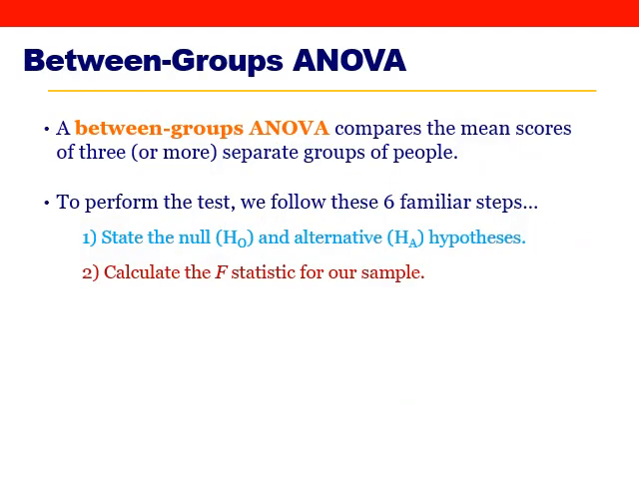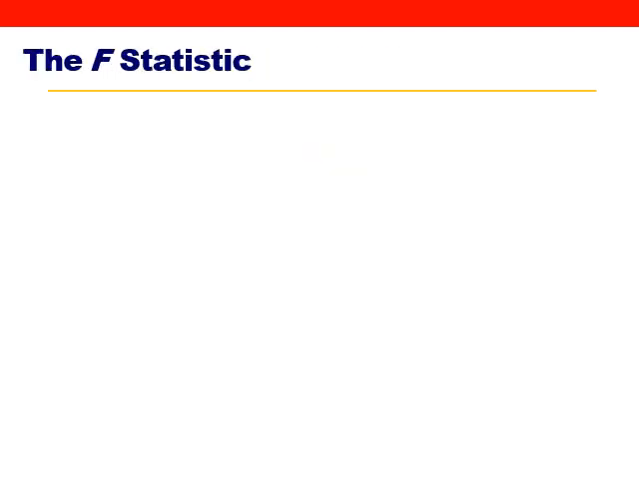Our second step will be to calculate what's called the F statistic. Now, we've previously learned 2 chi-square tests, both of which used the chi-square statistic, and we've learned 3 t-tests, all of which used the t-statistic. The test that we're learning this week, as well as the test that we'll learn next week, uses a similar statistic called F. Here's what the F statistic tells us.